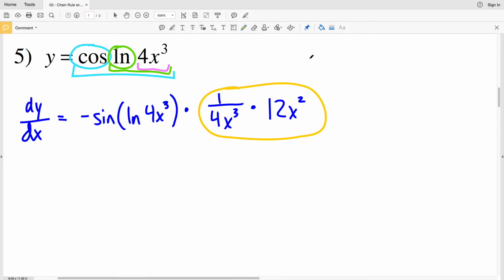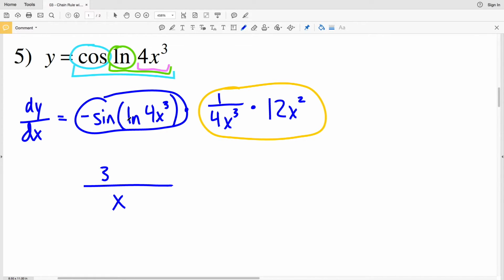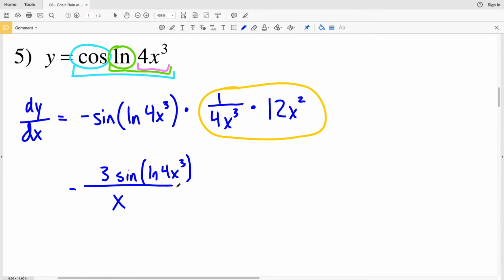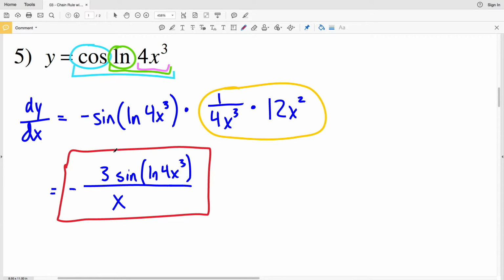4 goes into 12 evenly 3 times, so we're going to have a 3 in the numerator. And x squared divided by x cubed is 1 over x. And now we just have to write the remainder of our numerator, which is negative sine of the ln of 4x cubed. So 3 over x times negative sine of ln of 4x cubed is going to be negative 3 times the sine of the ln of 4x cubed, and that's all over x. So again, negative 3 times the sine of ln 4x cubed all over x.